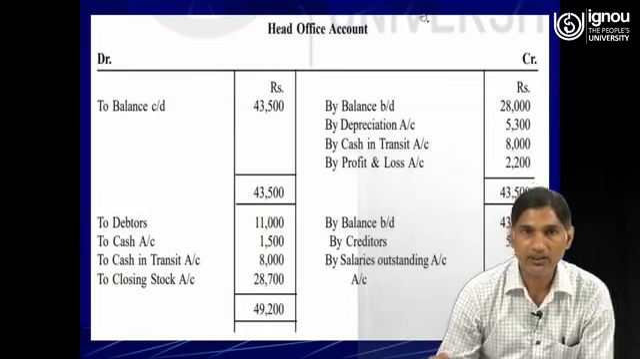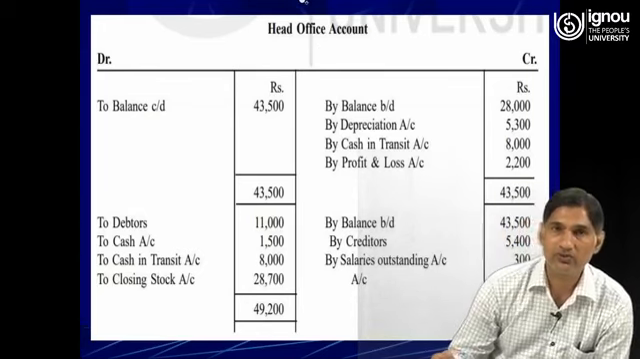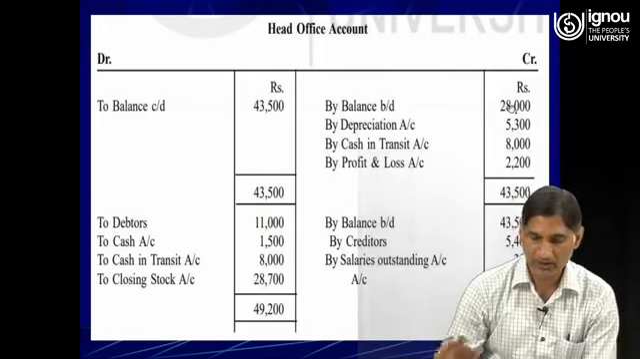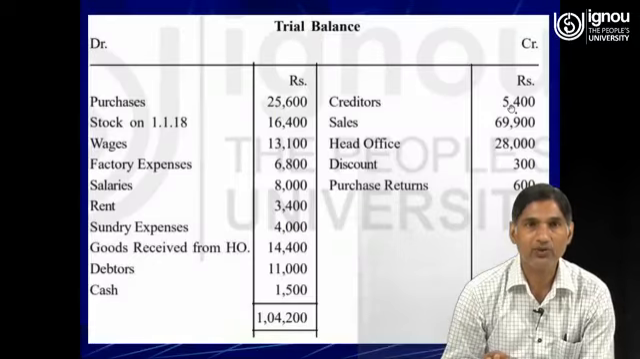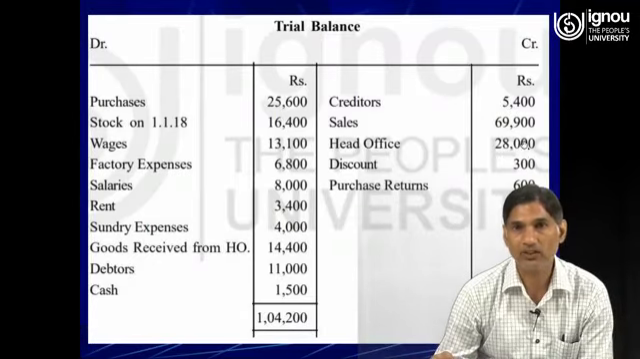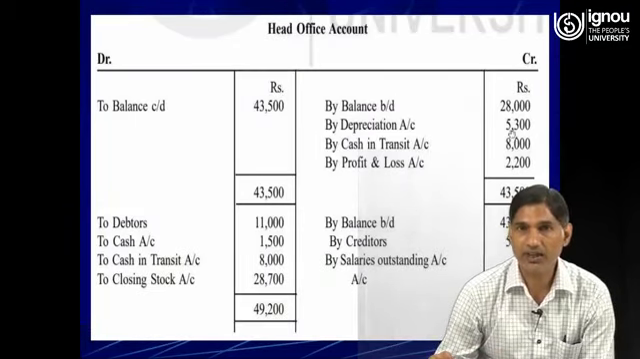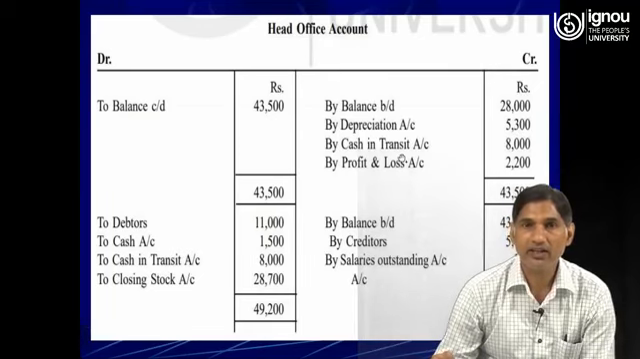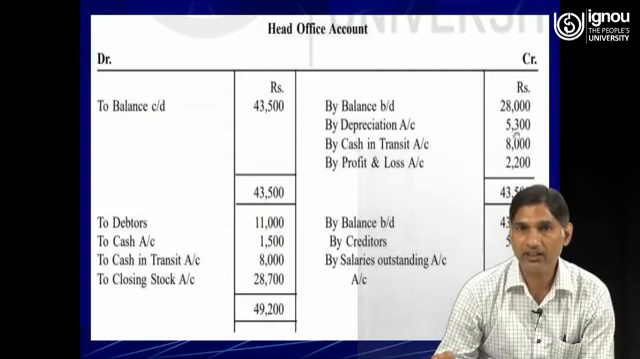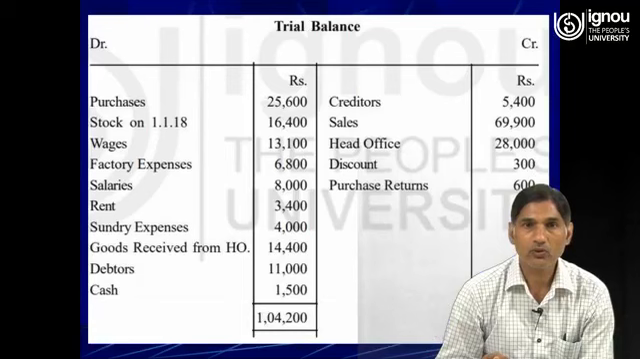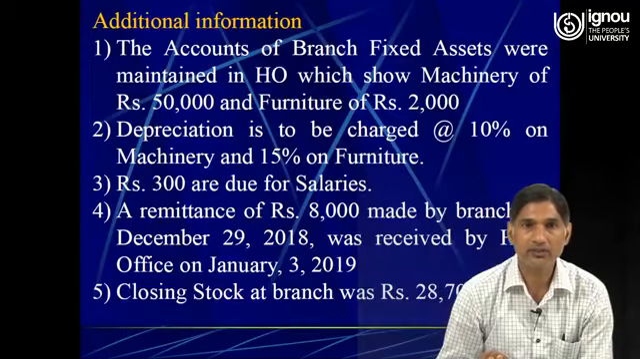Now we can prepare the head office account. It's very simple. By balance brought down 28,000. So this balance has been provided in the trial balance. Let's check it. 28,000. Yes, head office balance 28,000. Then depreciation we have already calculated, 5,300. Cash in transit, it is mentioned in the adjustment, 8,000. By profit and loss we have calculated, it is 2,200. Yes.